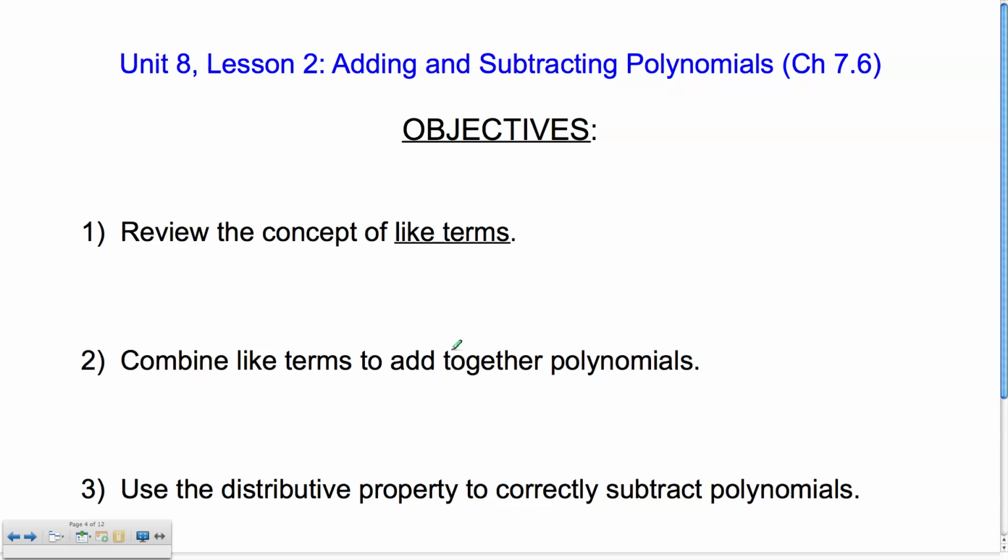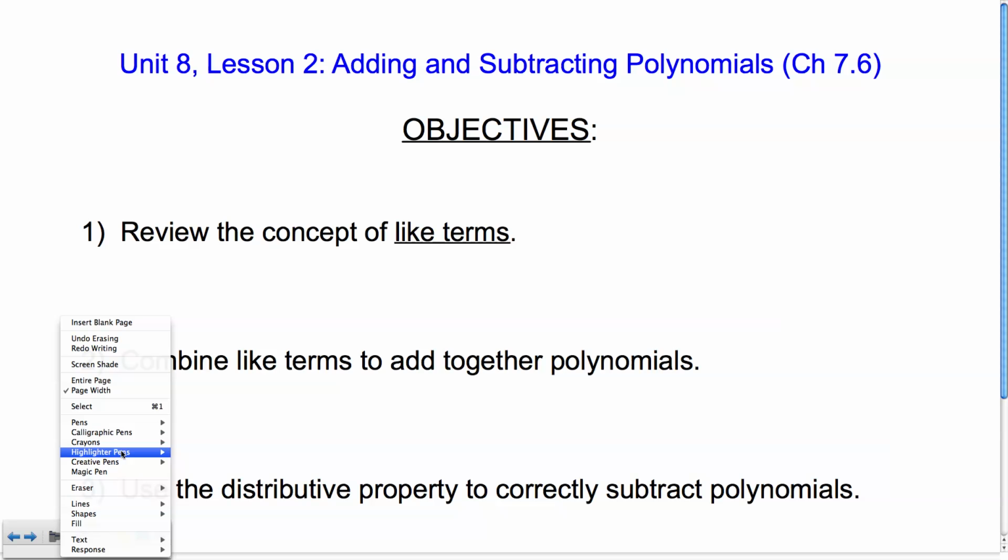Today we're going to be talking about our second lesson in Unit 8. It is called Adding and Subtracting Polynomials. So please go on up here and write down your heading there, and we will get started.